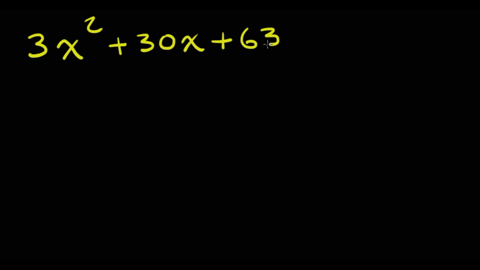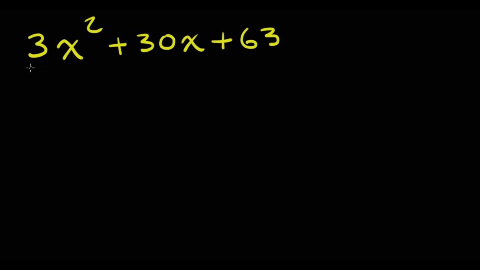Let's look at another trinomial. Let's look at 3x squared plus 30x plus 63. Get some really big numbers here. So your a is not a 1 here, as you can see. A is 3, b is 30, c is 63. But it looks like we can reduce this. Okay, so we can break these down by taking out the greatest common factor.